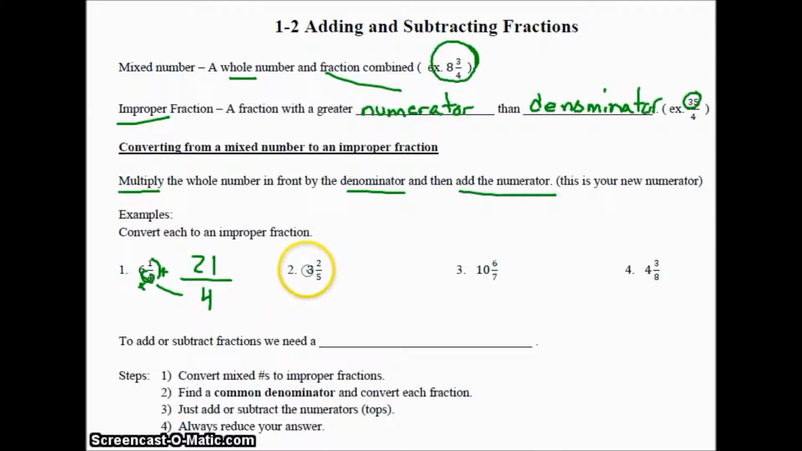And the next one, if I do 3 times 5, that's 15, plus 2, that's 17. So 17/5. And lastly, let's check out these last two. 10 times 7 is 70, plus 6 is 76 over 7. And for the last one, 4 times 8 plus 3.